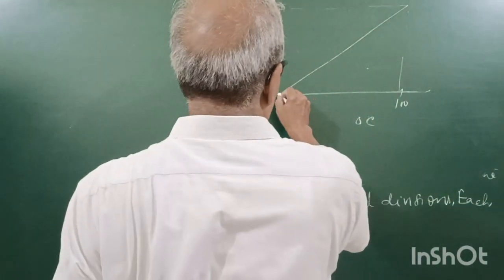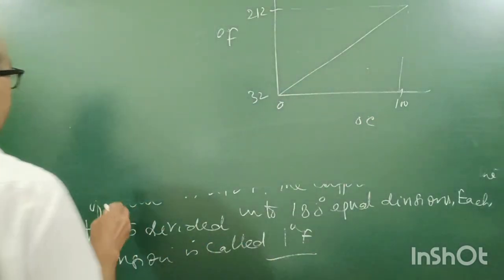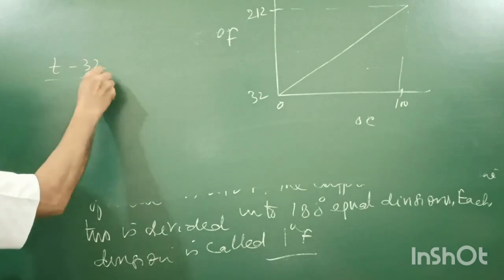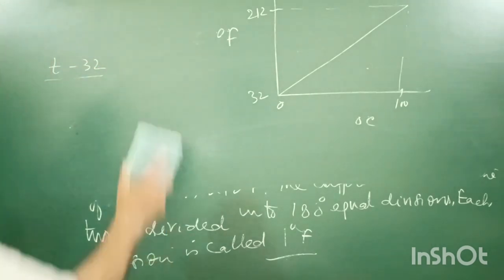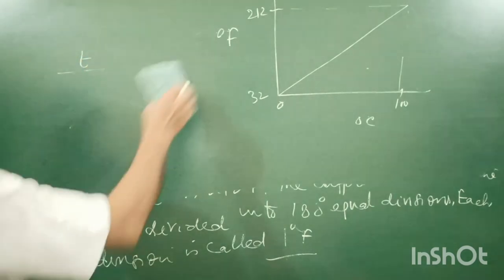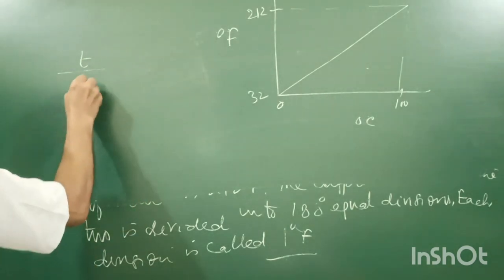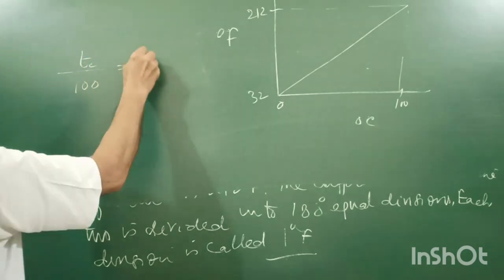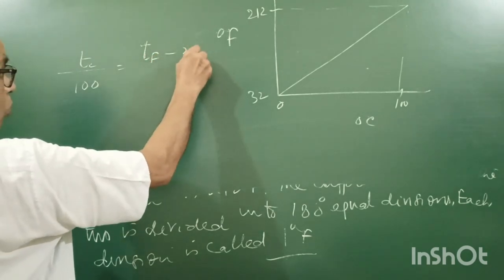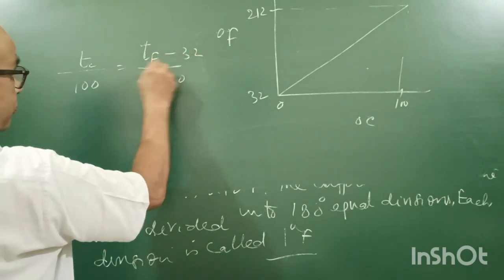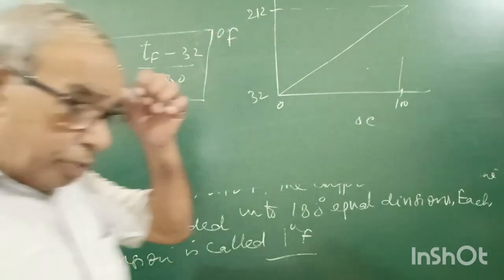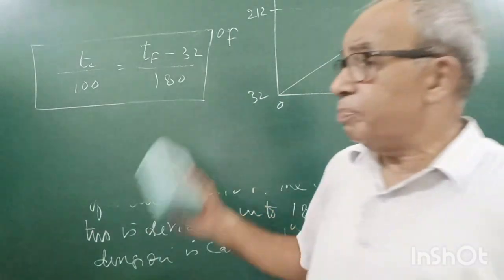So your length will be, here there is a relation between the two scales. (T minus 32) upon 180 equals Tc upon 100, where T is any temperature on the Fahrenheit scale and Tc is on the Celsius scale. On the Celsius Fahrenheit scale, 32 is equal to 180 degrees. So that way we can prepare a scale here.